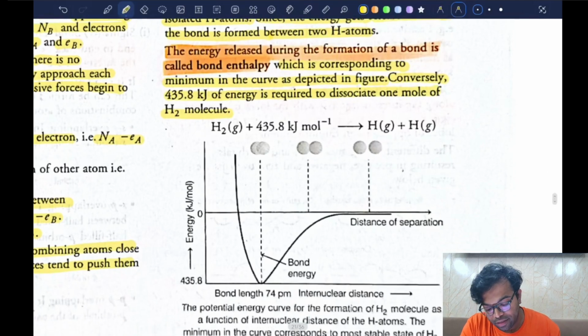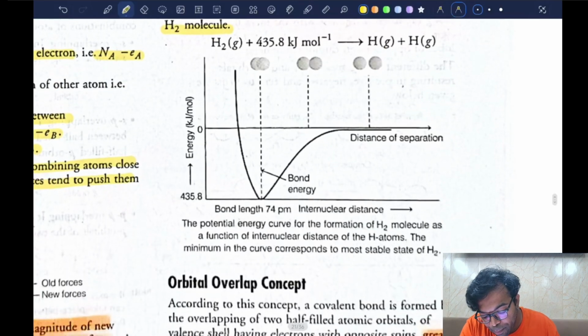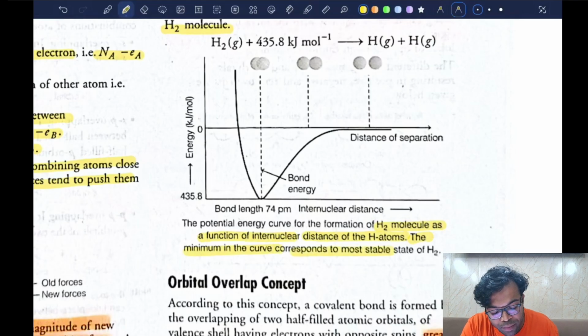Now look at this. The potential energy curve for the formation of the H2 molecule as a function of the internuclear distance of the hydrogen atoms. The minimum in the curve corresponds to the most stable hydrogen molecule. Can you see this? This is the region of 74 picometers. This is where the potential energy is the minimum. When there is minimum potential energy, the molecule is more stable.